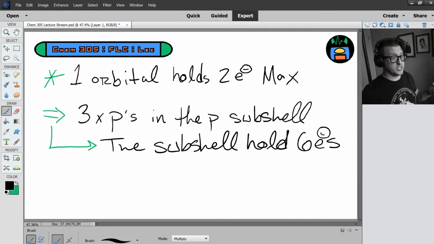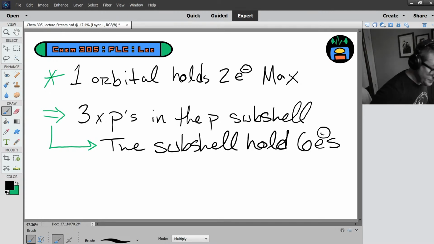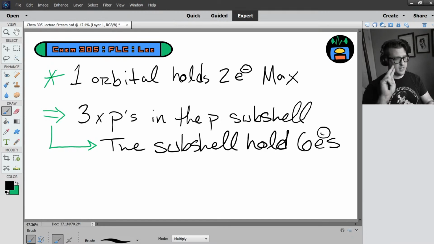Each individual orbital, no matter what the type, holds 2 electrons, but there are different numbers of orbitals in each subshell. And so, because of that, the subshells can hold different numbers. The s subshell holds 2, p holds 6, d holds 10, and f holds 14, because of the number of orbitals present in each subshell. All right, but each orbital holds 2 electrons max. Hopefully that clears things up and makes a little more sense.